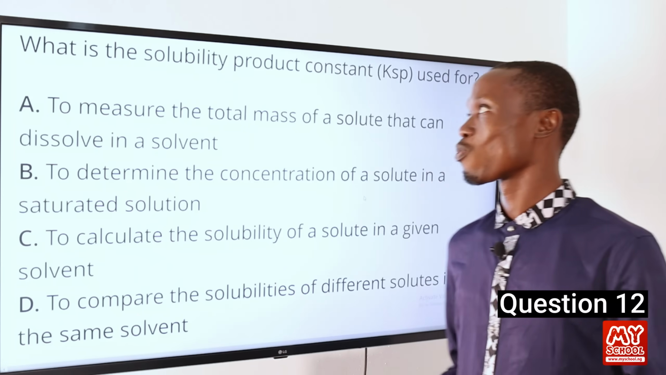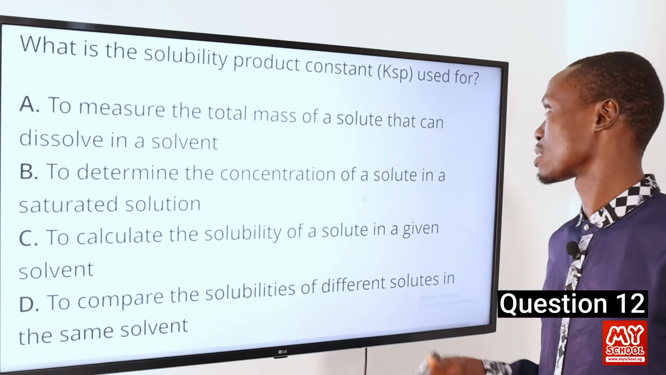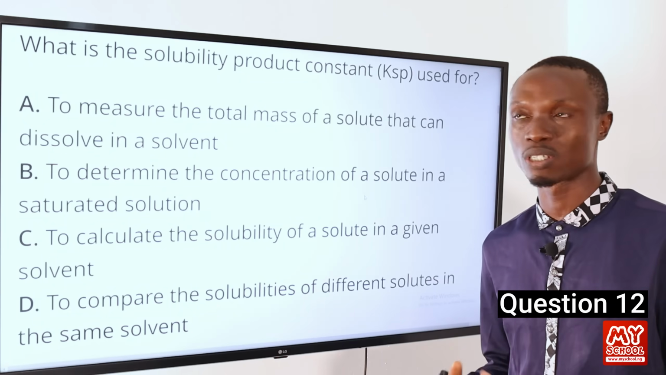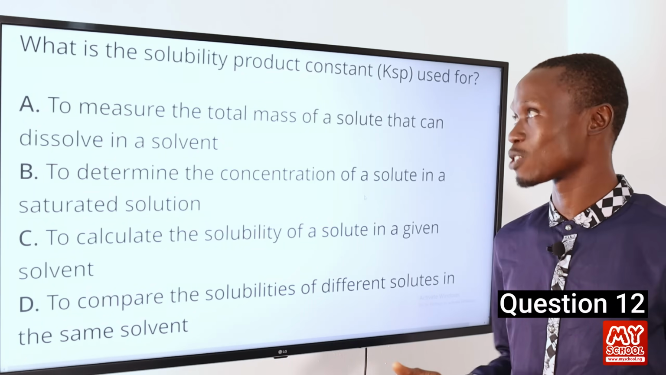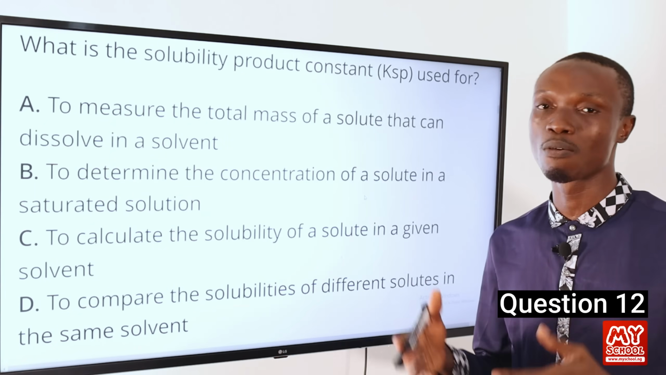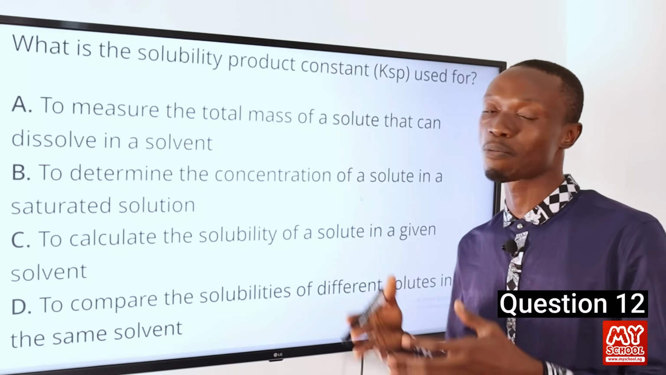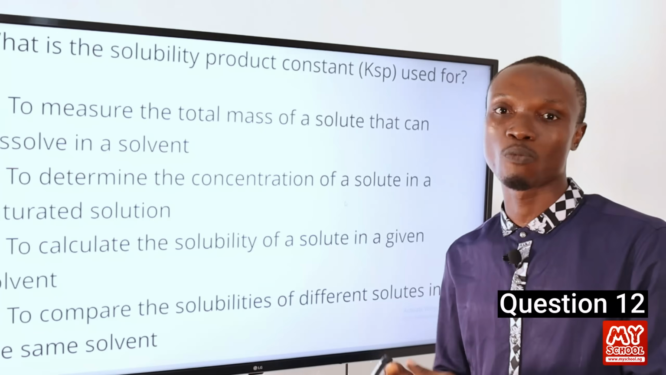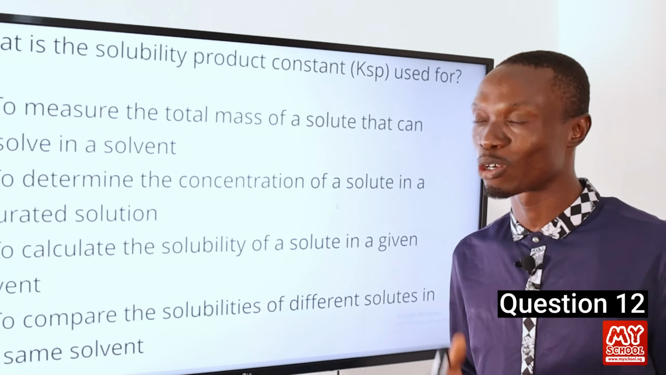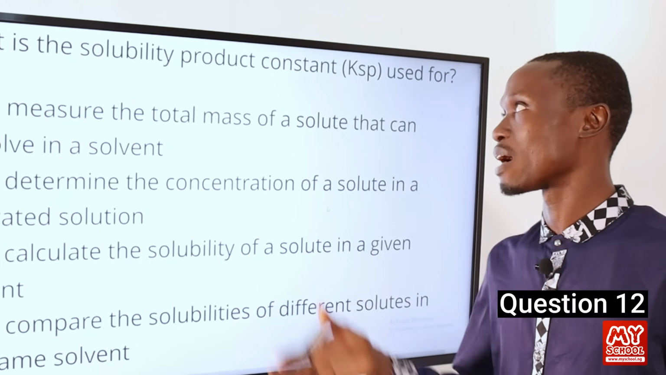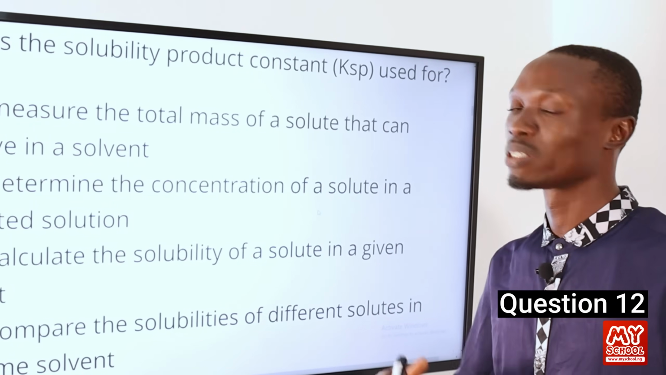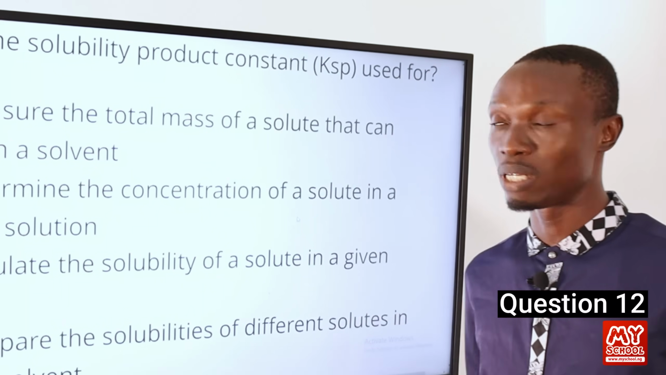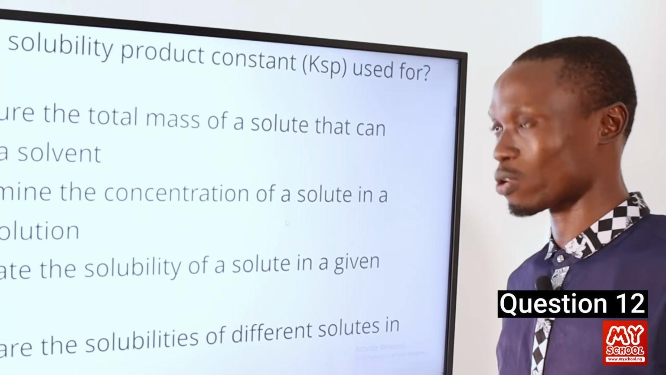Question 12. What is the solubility product constant, KSP, used for? Before we state what it is used for, let's first know the meaning of solubility product constant. The solubility product constant is an equilibrium constant for the dissolution of solid substances in aqueous solution, and its value depends on temperature. The more soluble a substance is, the higher the solubility product constant.